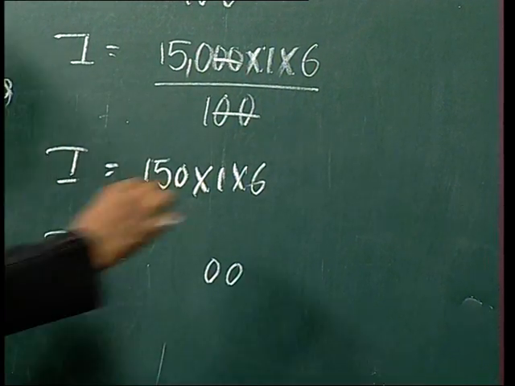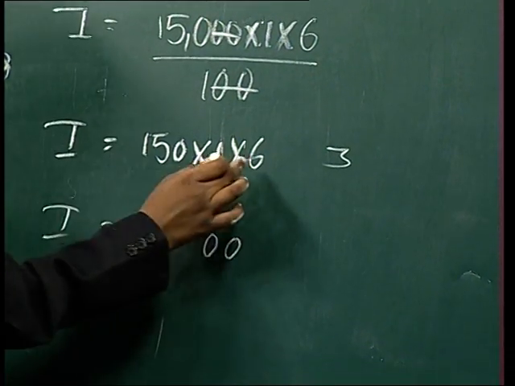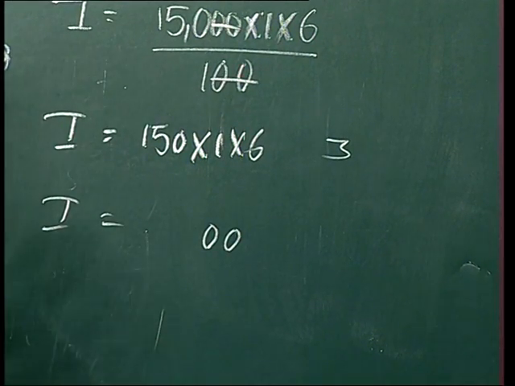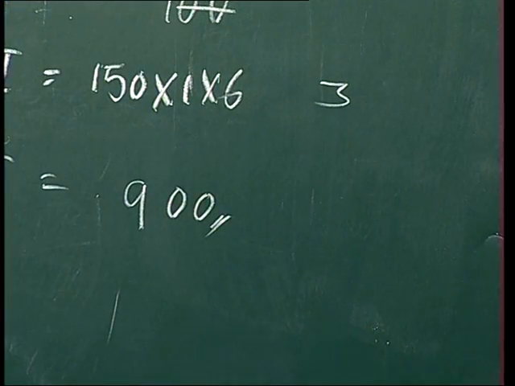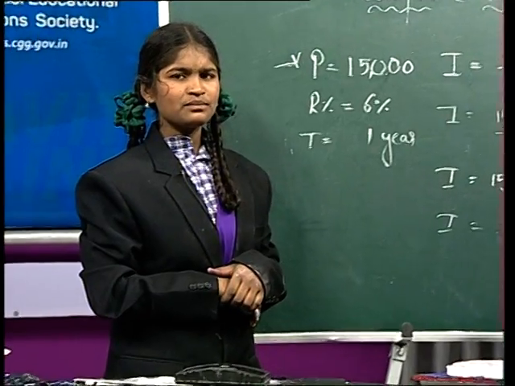Remaining 3. 6 ones are 6. 6 plus 3, 9. The simple interest is 900. Okay.